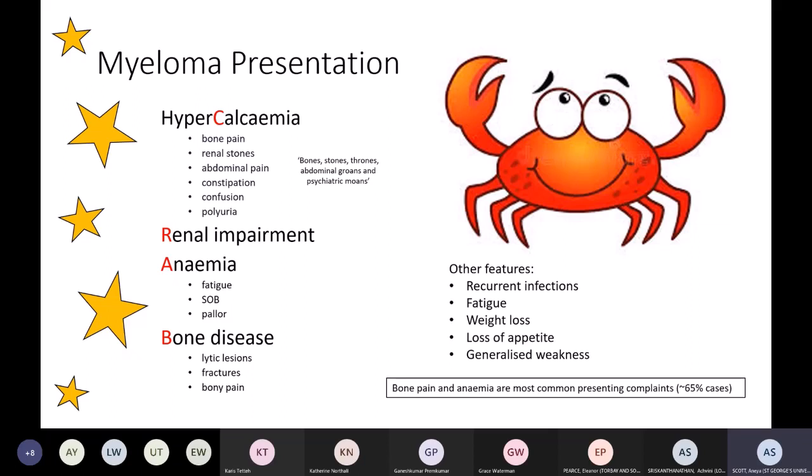So it's actually really common to send off myeloma screens, because obviously loads of people present with back pain and anemia. So that's the most common presenting symptom, and they're quite common symptoms generally. So myeloma screens are quite frequently done. Some of the other features that aren't in the mnemonic are recurrent infections. So that's again because you're not making all of your other kinds of immune cells. Weight loss, loss of appetite, and generalized weakness, which are all just general malignancy signs.